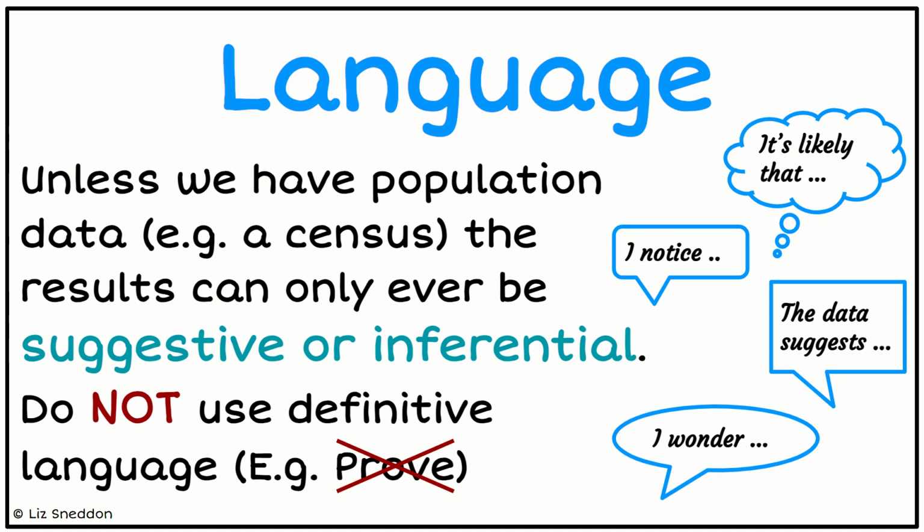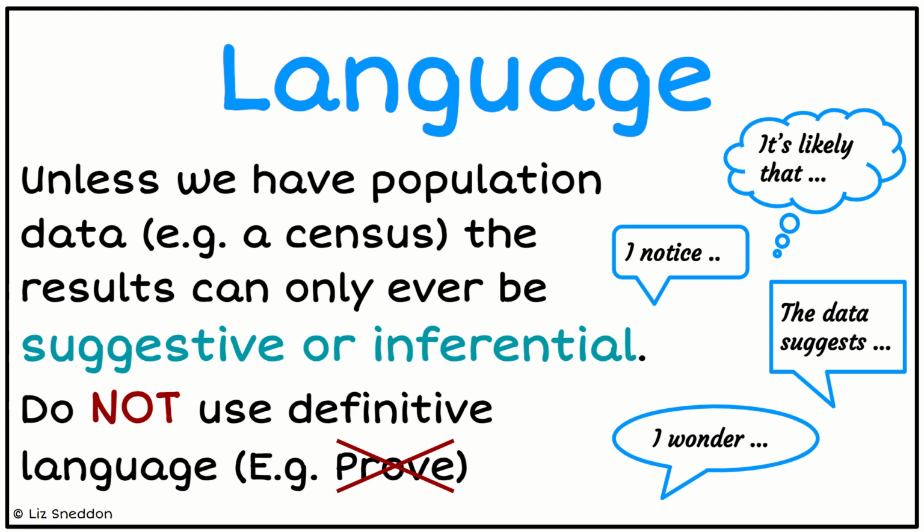Now, when we talk about our data, we always need to think about the language that we use. We need to think about suggestive language, not definitive language. So we can only say it's likely that, it appears that, the data shows that. These are words that talk about that kind of suggestive language, because we don't usually have population data, so we never know 100% for certain. That's why we look into the different sources of variation and so on, because there's always going to be variation when we collect data.